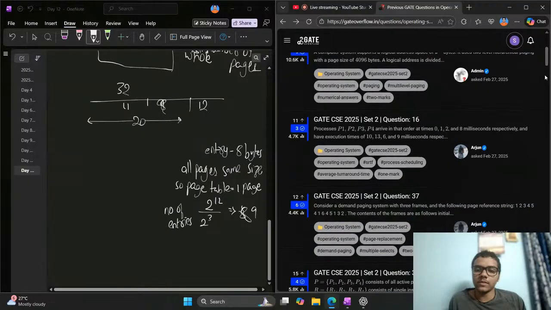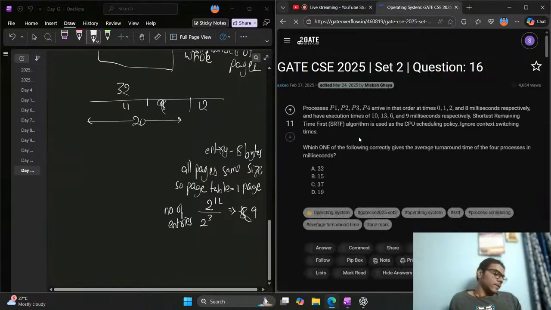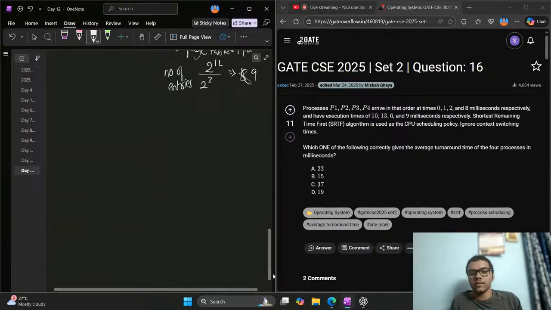Oh, we are stuck in the same question, but still, this lag is important. Yeah, I have done this one. Arrival times 0, 1, 2, 8 milliseconds. Execution time. The shortest remaining time first algorithm is used in CPU scheduling. Ignore context switches. Find the average turnaround time of 4 processes.